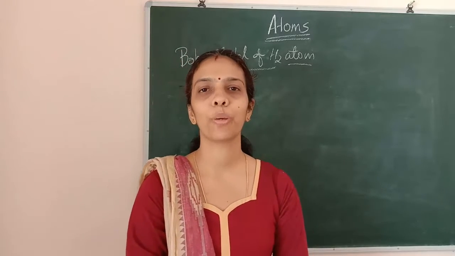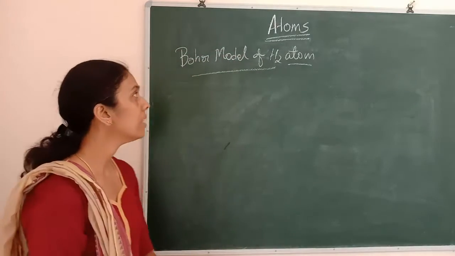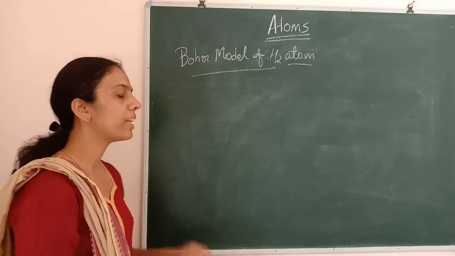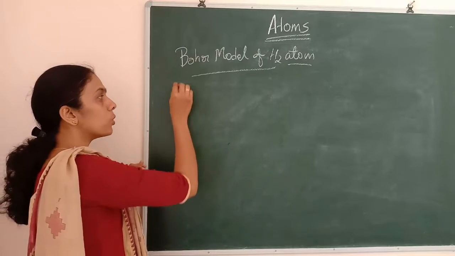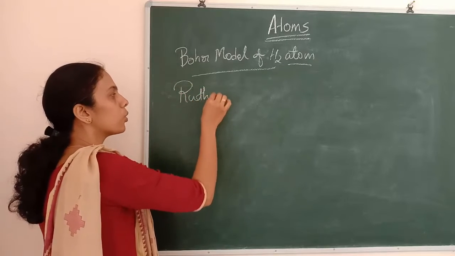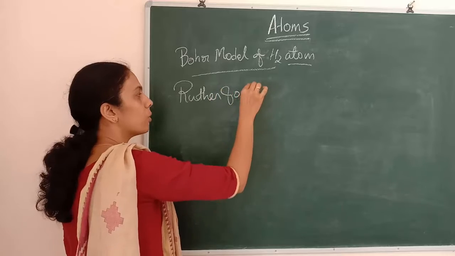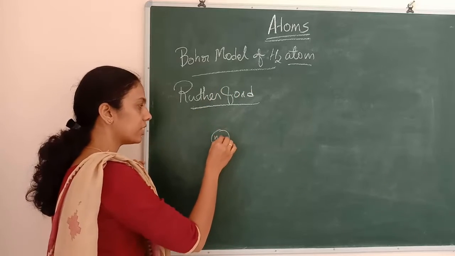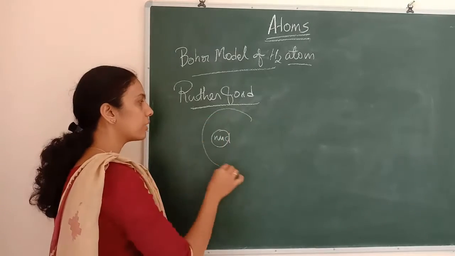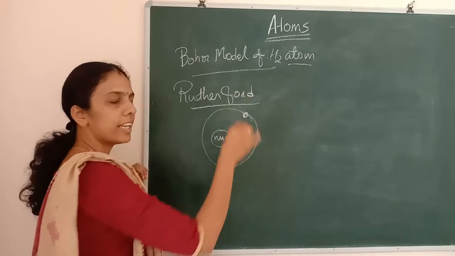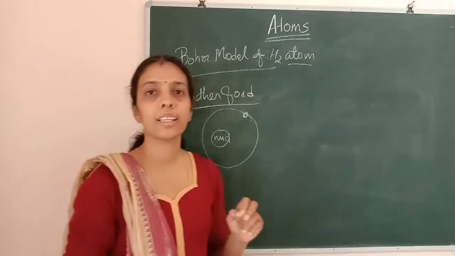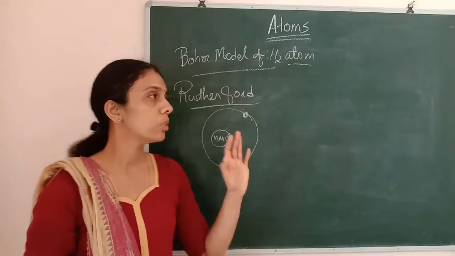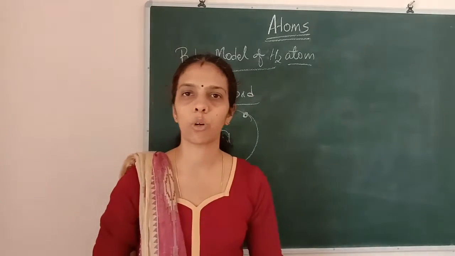In today's topic, we are going to discuss the Bohr model of the hydrogen atom. In the last video we discussed Rutherford's atom model. What is Rutherford's model? Yes, the nucleus is at the center and the electrons are revolving around the nucleus in a particular orbit. That much only Rutherford explained about the atom model, isn't it?